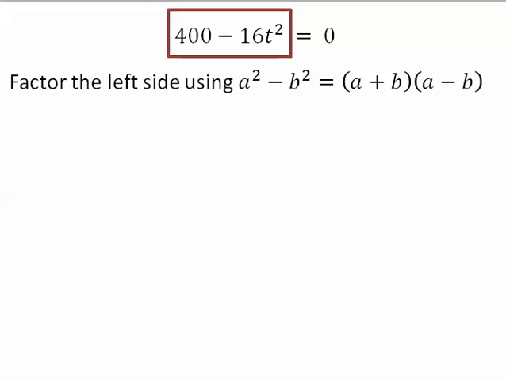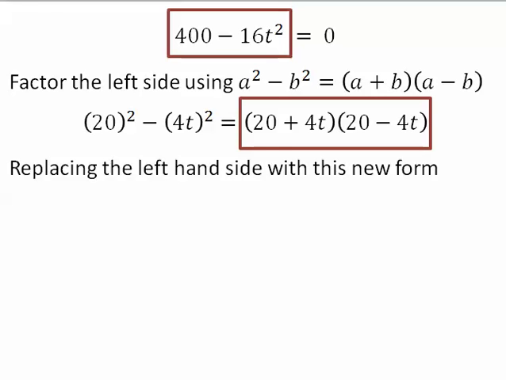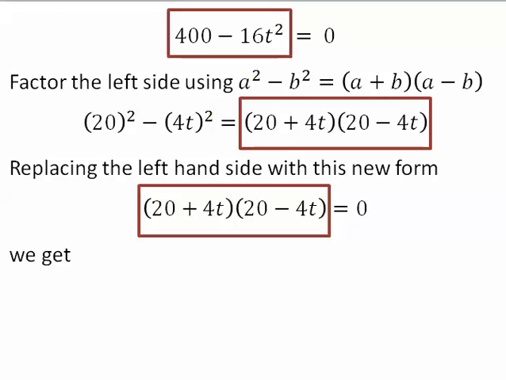Factor the left side using the difference of two squares, and then replace the left-hand side with this new form: (20 plus 4t)(20 minus 4t). If that product is equal to 0, then we have one of two possibilities. Either 20 plus 4t equals 0, or 20 minus 4t equals 0.